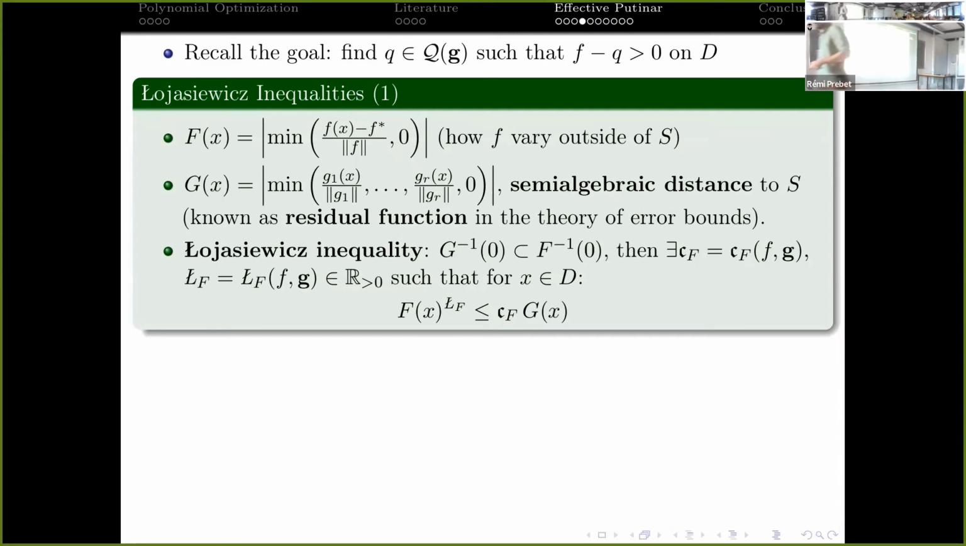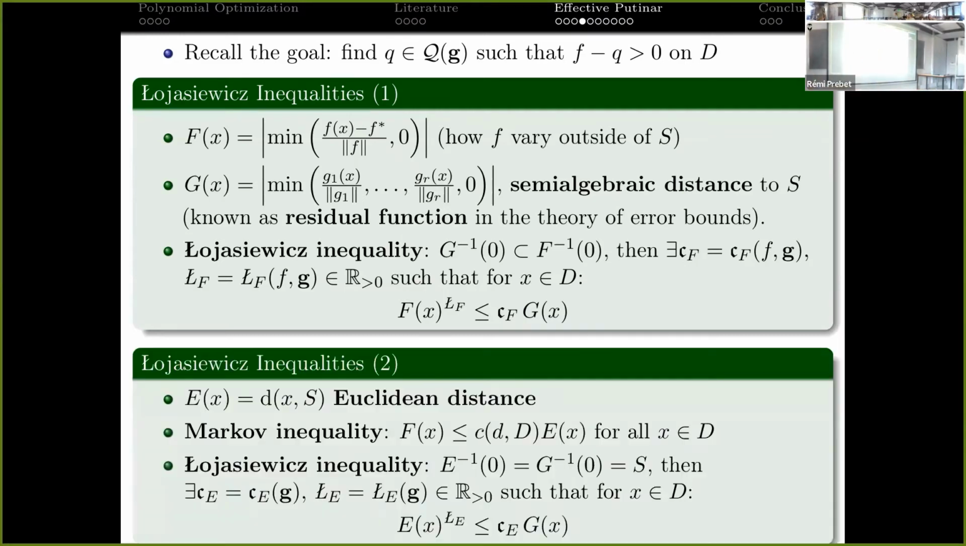And to prevent this problem, we can factor this inequality. So we introduce as an intermediate step the Euclidean distance function from the semi-algebraic set S. This is a continuous semi-algebraic function. And so we can apply again the Lojasiewicz inequality. On one side, we need to compare f with E, with the distance. So in some sense, how f varies and the distance. So this is something like an estimation of the Lipschitz constant. And it goes under the name of Markov inequality.